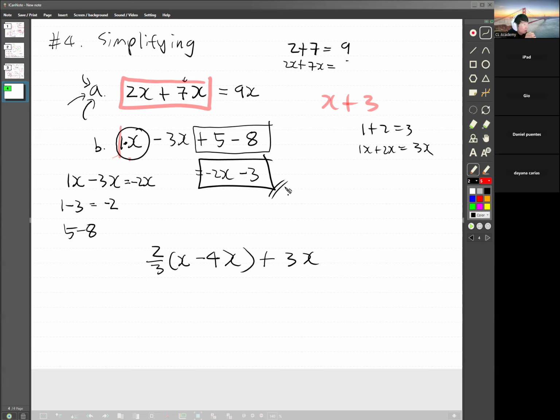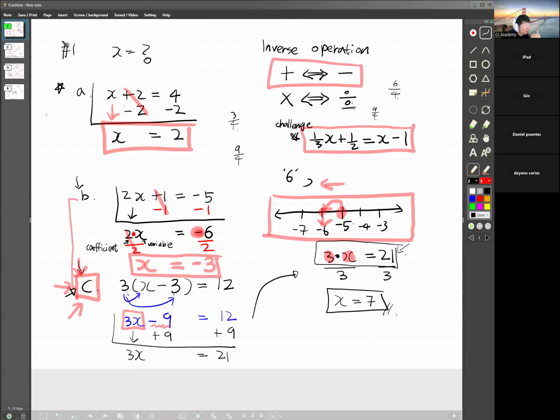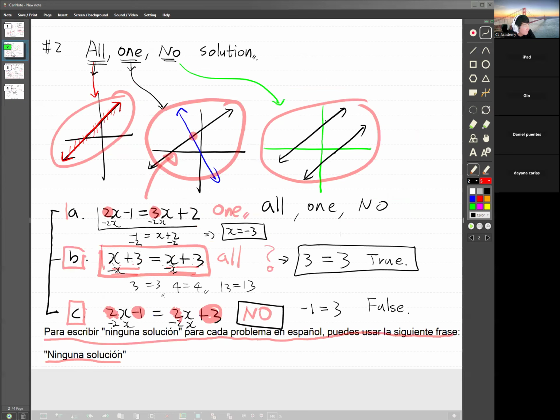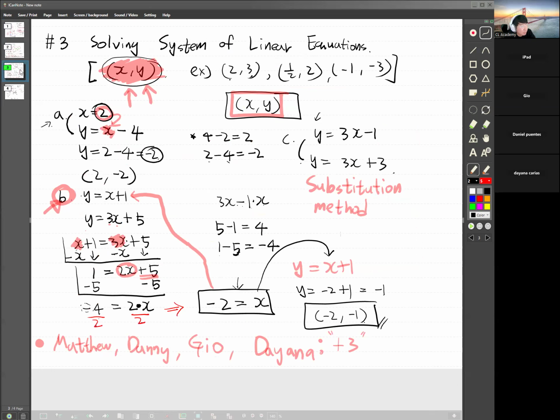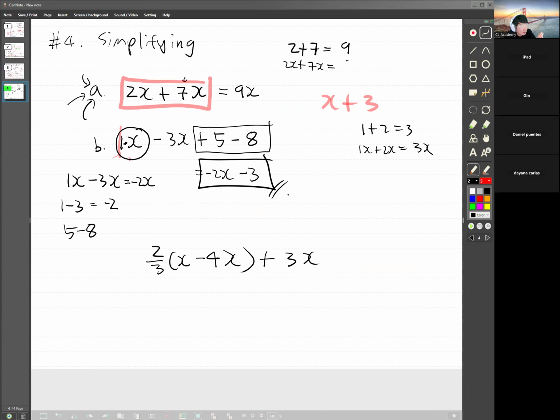Okay. That's all. We're going to have another Zoom meeting. I'm going to keep repeating the same thing. In every single Zoom meeting, I'm going to go over number one, solving equations, all one, no solution, number three, solving systems of linear equations, and then simplifying. So if you're not sure, please join every single meeting. And also, I'm going to post our notes from what we did. So go over them and practice. Also, I'm going to post a practice problem set.